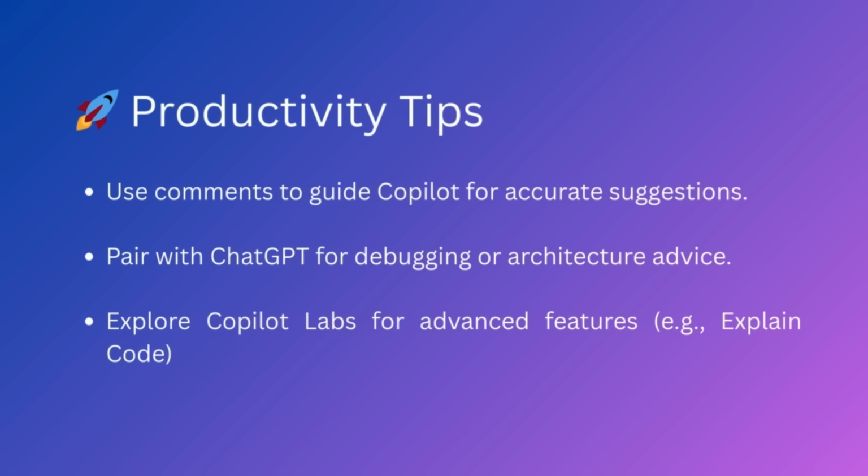Always use clear comments to guide Copilot. For example, type, function to create to-dos, and Copilot will generate exactly what you ask for. The clearer your instruction, the better the result. You can also pair Copilot with ChatGPT for even more power. While Copilot writes your code, you can ask ChatGPT for debugging help, architecture advice, or alternative approaches. It's like having two AI teammates on your side.